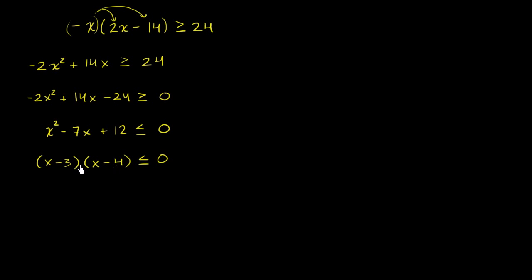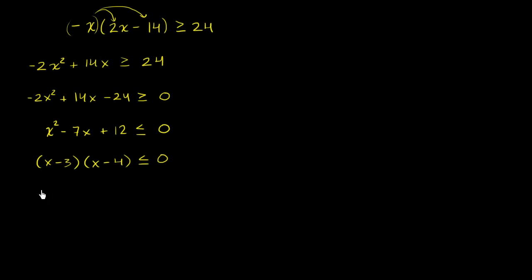If the product of two things is less than or equal to 0, what does that tell us? What do we know about it? Well, that tells us that either one or both of them is 0, or they have different signs. The only way that you're going to get less than 0 is if one is positive and the other is negative, or one is negative and the other is positive. So, they have different signs. So let's write that down.